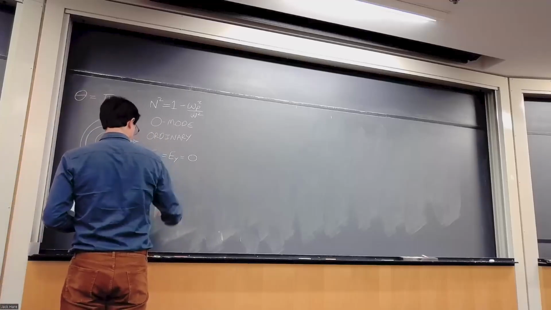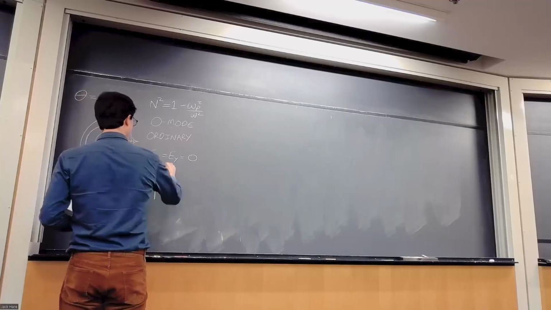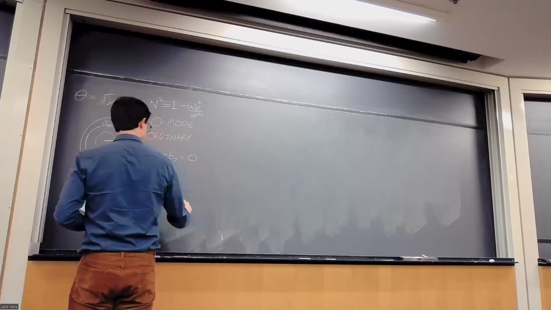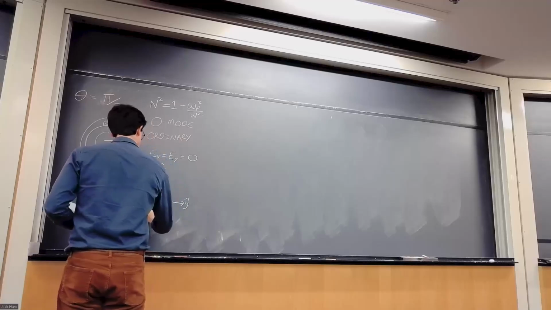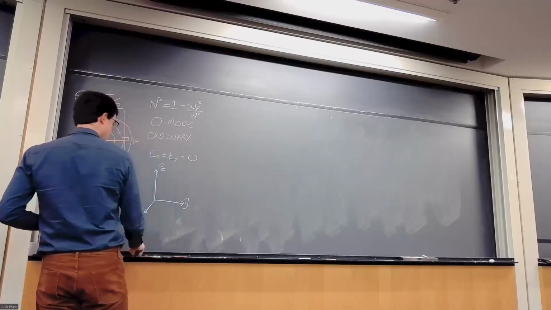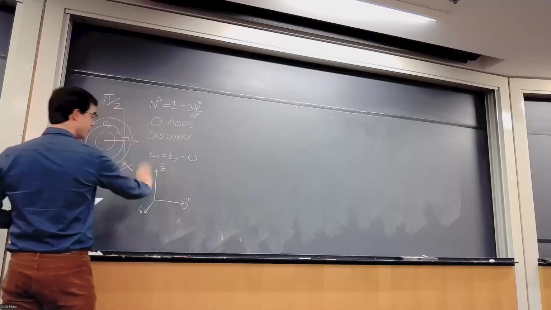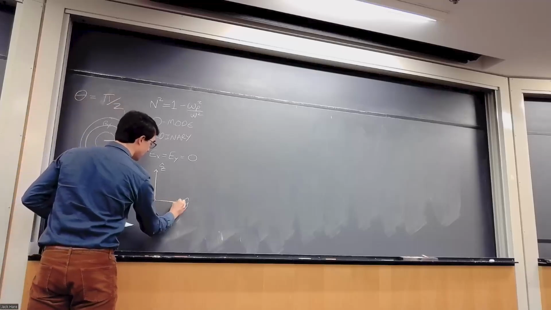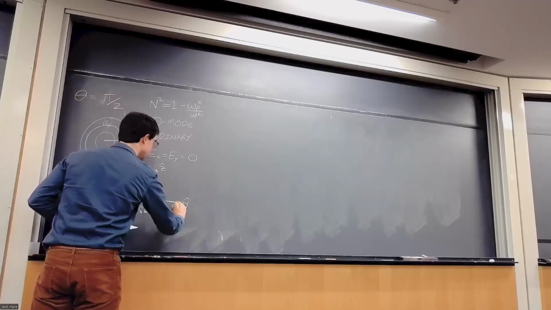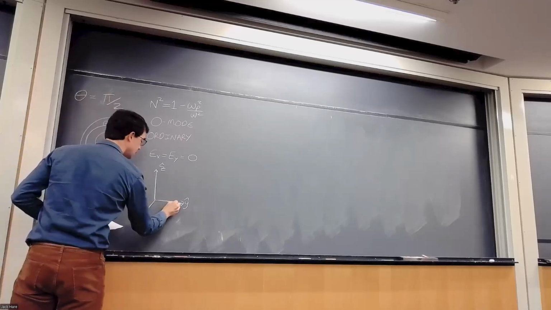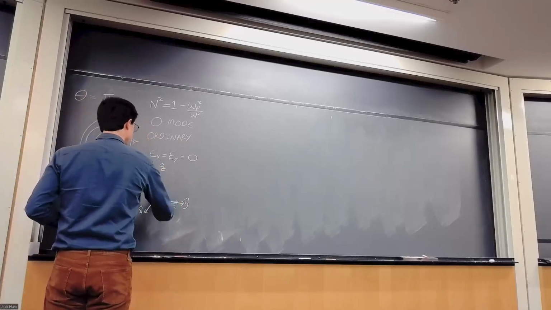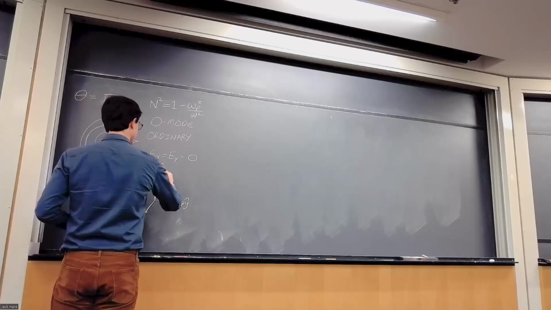Just remember, we have this diagram where we have z like this, y like this, and x like this. I've restricted my k vector to be in the yz plane. I've now set theta to be pi upon 2. And so therefore, k is pointing in this direction, which means that our electric field is pointing purely in the z direction.